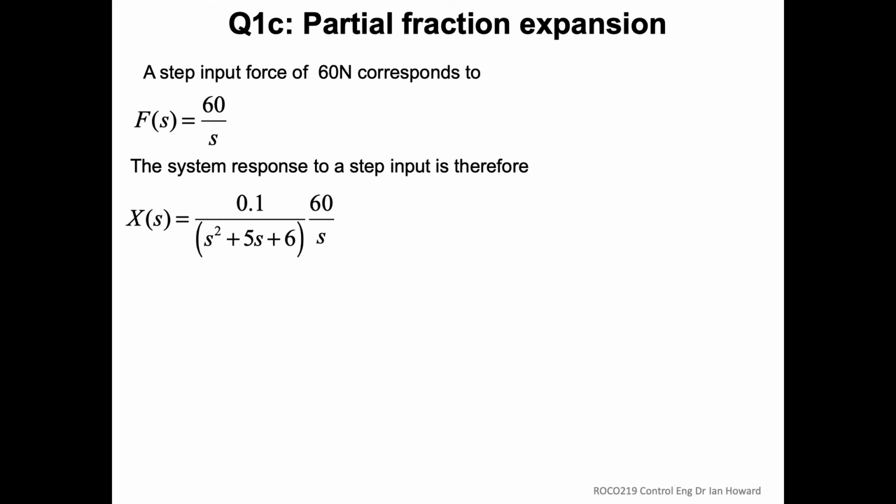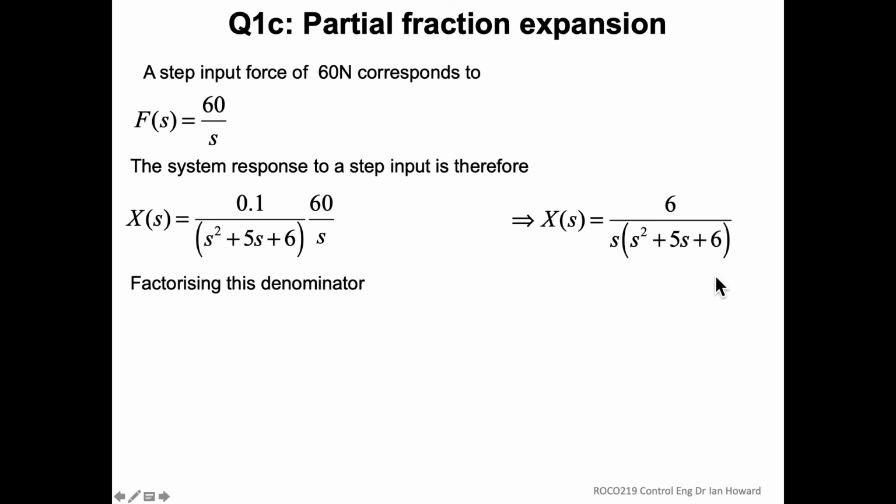If we drive this with a 60 Newton step, this is equivalent to multiplying it by 60 divided by s. So 1 over s is obviously the Laplace transform of a unit step. So we need to multiply that by the transfer function in order to calculate the system response, right? So we can multiply those two things together. That's nice. We end up with a simple expression, 6 divided by s, s squared plus 5s plus 6.